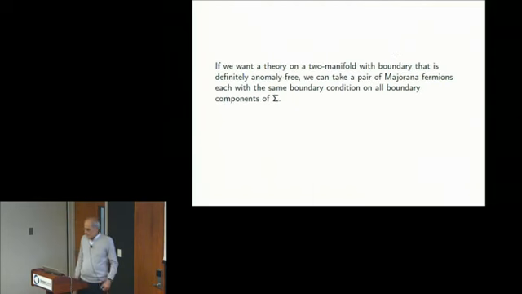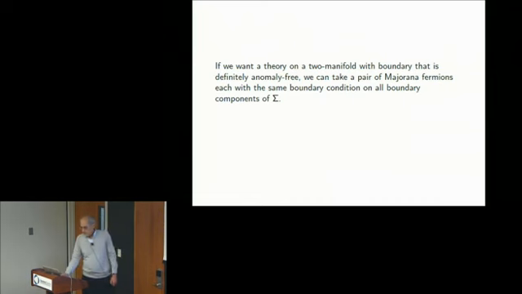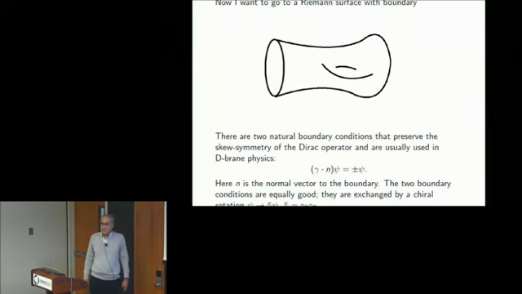Now, I'd like to have a completely anomaly-free theory on a 2-manifold with boundary. Well, if I take a pair of Majorana fermions and give them each the same boundary condition on all boundary components, they're completely identical, then just as if there wasn't a boundary, this is a totally anomaly-free theory. The Dirac operator, we picked a boundary condition that preserved the fact that the Dirac operator was a real skew symmetric operator, so its Pfaffian is still naturally real, and the square of the Pfaffian is positive, telling us that this is a completely anomaly-free theory.